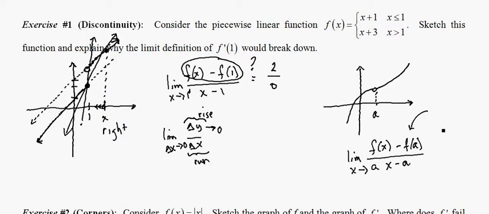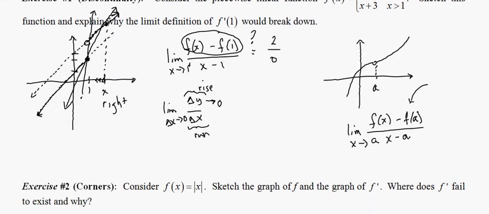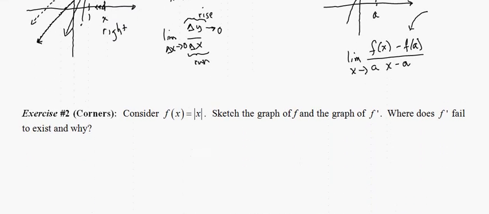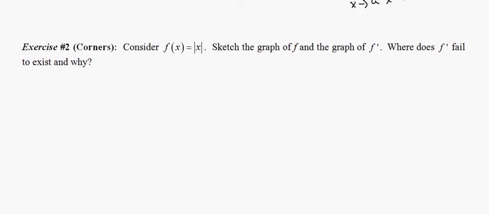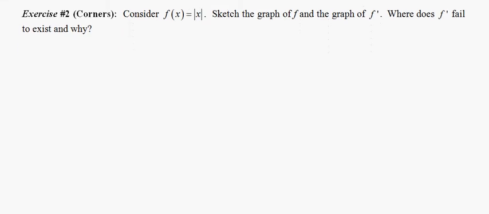So anytime I have a discontinuity at any x value, of any type, a hole, a jump, a vertical asymptote, any discontinuity is going to mean I do not have a derivative there. All right, let's take a look at corners.